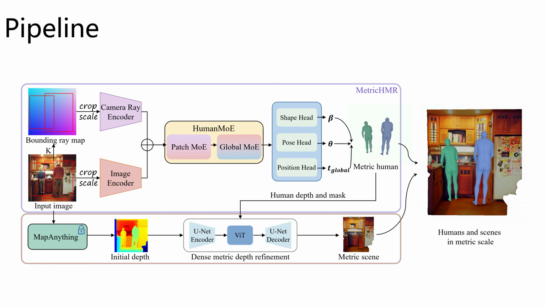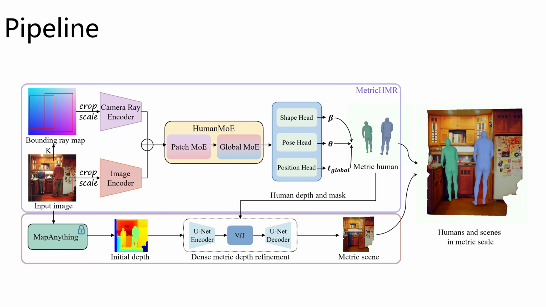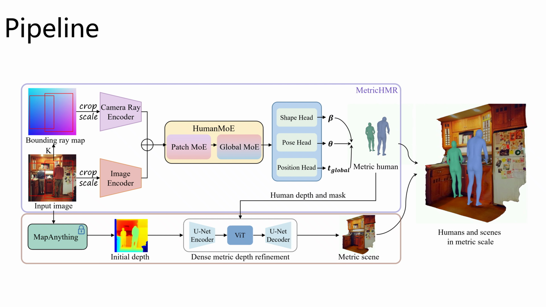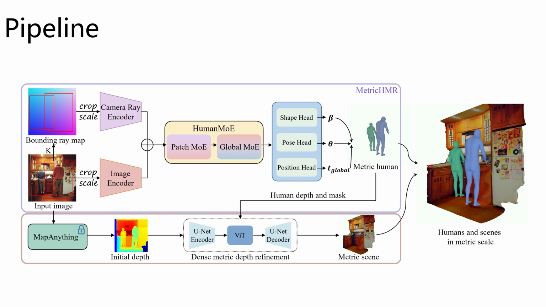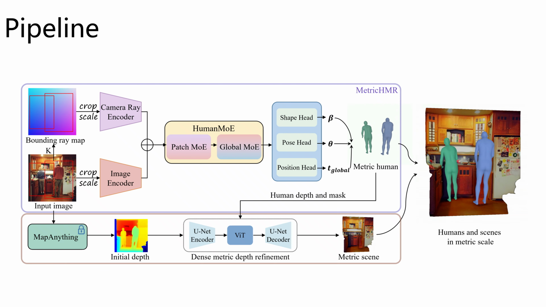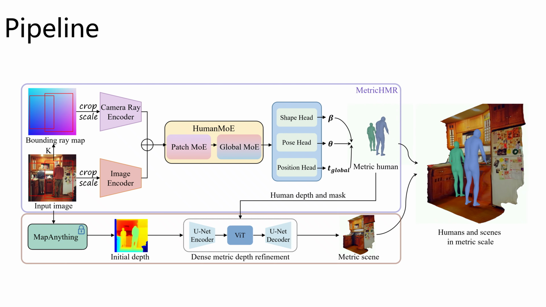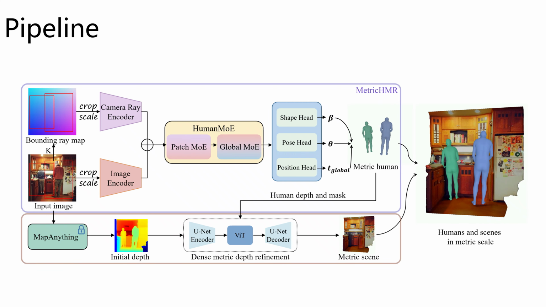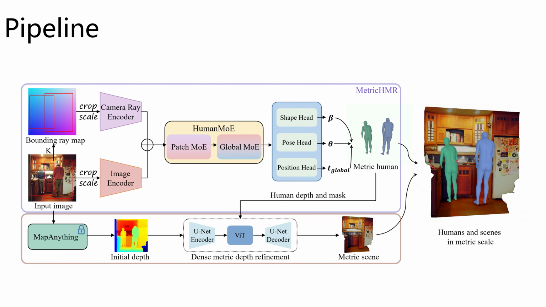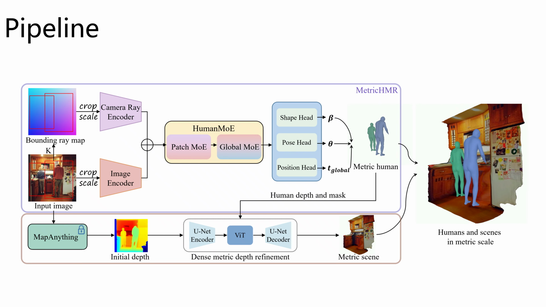Our framework takes a single image as input. We first generate the bounding ray map from the full perspective projection intrinsics, which serves as a key prior. The HumanMoE module is then employed to achieve feature disentanglement and specialized understanding, leading to a metric human mesh recovery. Building upon this, we introduce a human-guided metric depth refinement module that leverages these human mesh priors to achieve precise and globally consistent metric depth estimation.